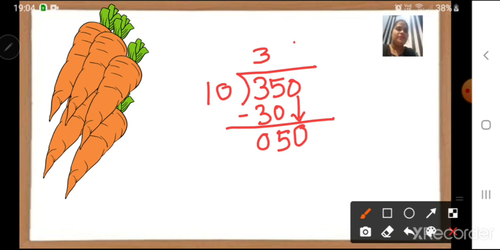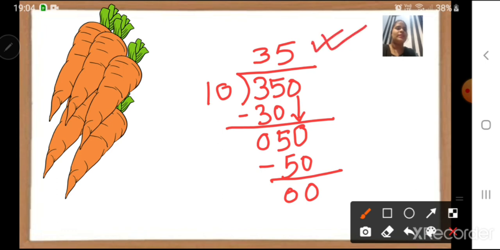So we'll write here 5. 10 5s are 50. Okay. Now put the minus sign. 0 minus 0 is 0. 5 minus 5 is 0. So children, we can say that how many bags do we require? 35 bags we require in total.